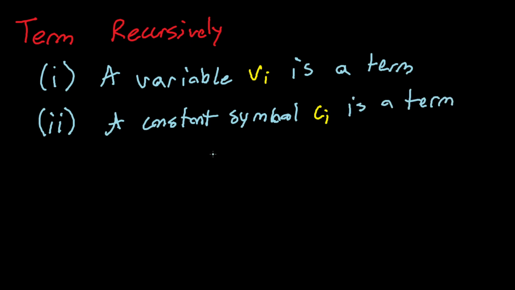Is a term. So that's sort of our base cases. So if I write down 2, that's a term. That's a mathematical object. If I write down x, that's not a fixed mathematical object, but it will always represent a mathematical object. And then how do I make more terms? Well, I use functions.